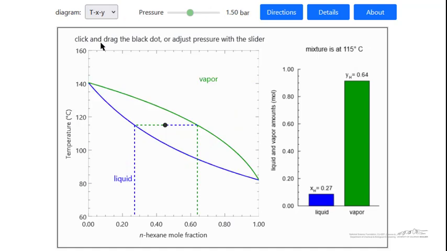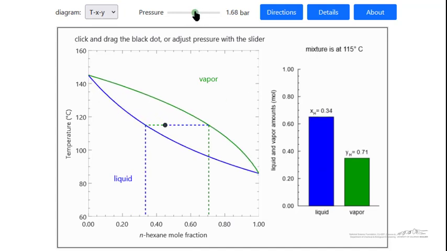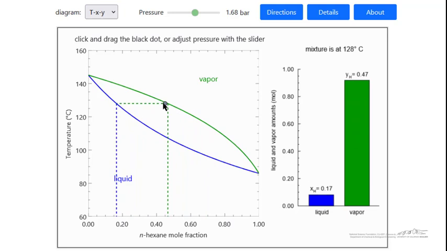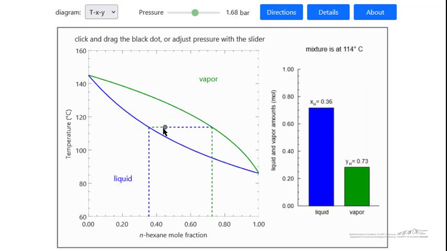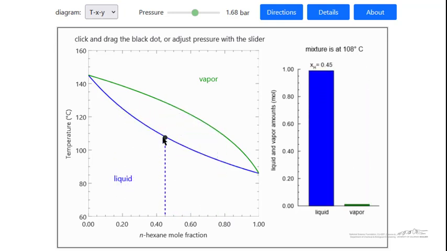And we also could do the same thing on the TXY diagram. On a TXY diagram, if we have this mole fraction and we fix the pressure at 1.66, then we could move the point at constant mole fraction until the point where we just have a drop of liquid. That would be the dew temperature. And then the bubble temperature would be right around there.